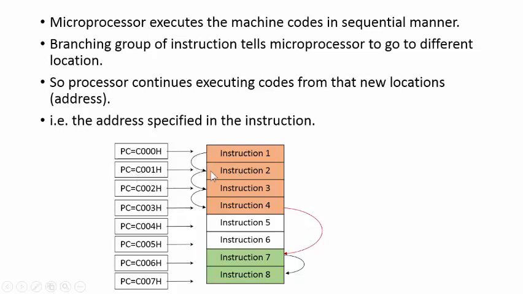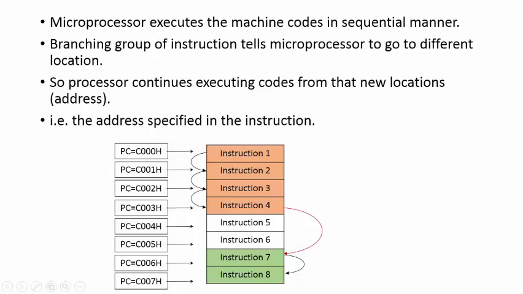The processor will move towards the next instruction for execution, that is instruction number 2. Again after instruction number 2, the program counter gets incremented by 1, for instruction number 3. After the execution of instruction 3, the program counter gets incremented by 1 again, that is C003, and you get instruction number 4 in the PC. In this way, depending on the execution, the program counter gets incremented one by one. So this is the sequential execution of the program.